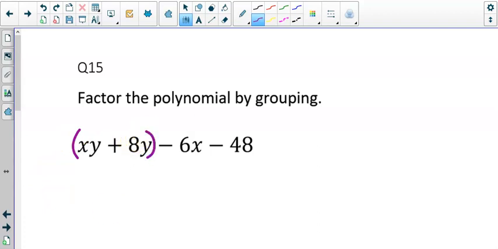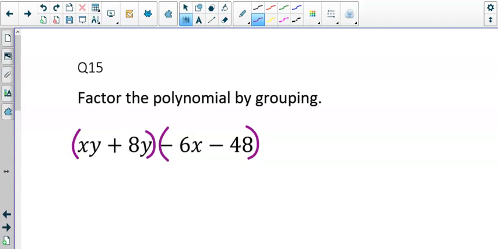We group the first 2 together because they actually have something in common. And then who else do we group? We group the last 2. This is why we call it grouping, because we're going to group the first 2 and we're going to group the last 2. And now all you do, grouping is just a giant GCF problem.